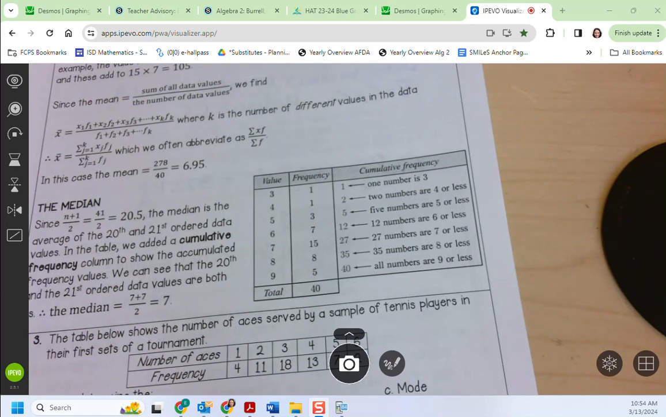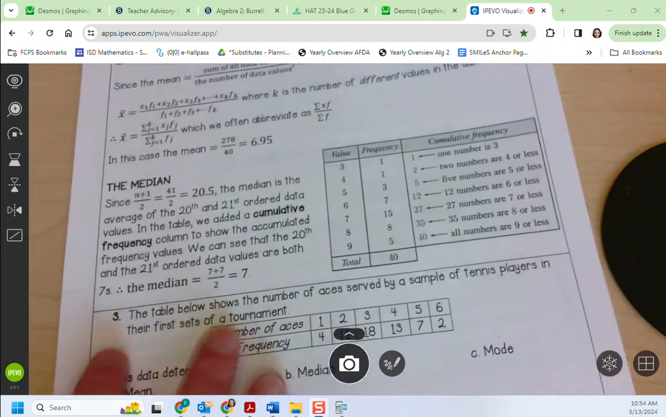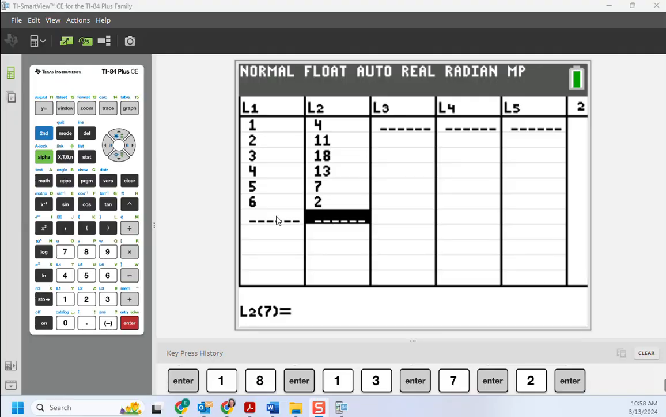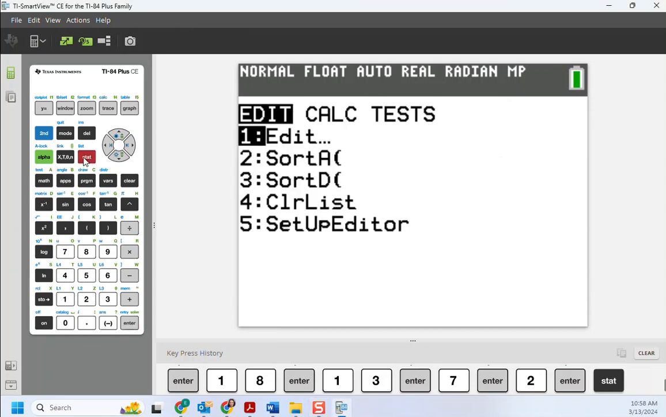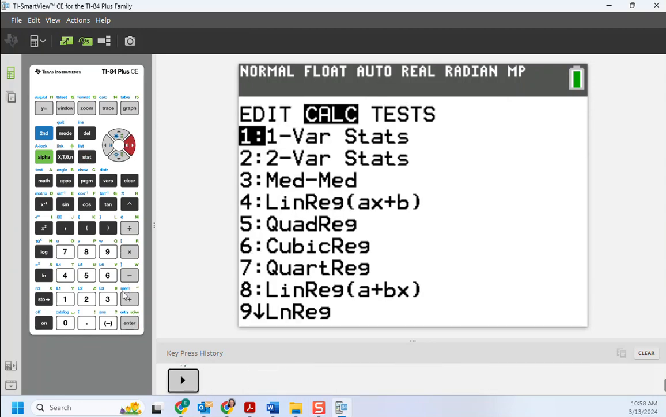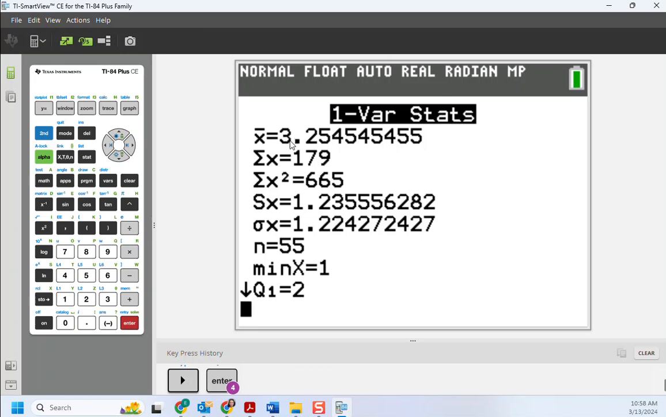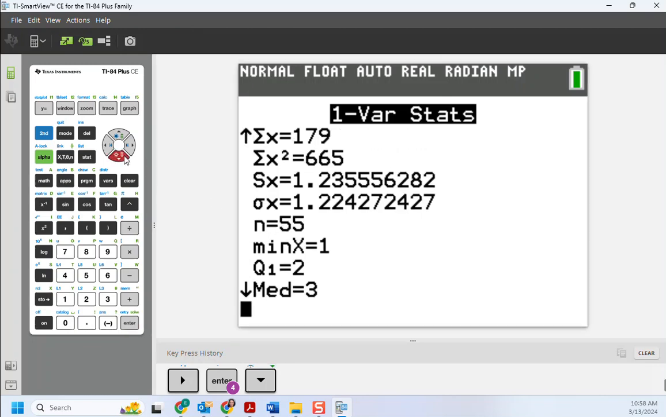All right, so you have a problem to do right now, which is this problem number 3. So I want you to try that one. Okay, so let's do the statistics. I'm going to do stat, calculate, 1 variable statistics. I have list 1 here, and I still have list 2 here from last time. If I didn't have a frequency list, I would have to delete that, but I do have a frequency list. So I'm going to press enter, and this is what I'm getting. 3.25 is my mean, and then going down, my median is 3. So I'm going to put those on my paper.